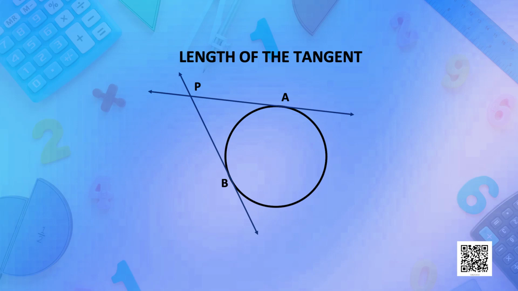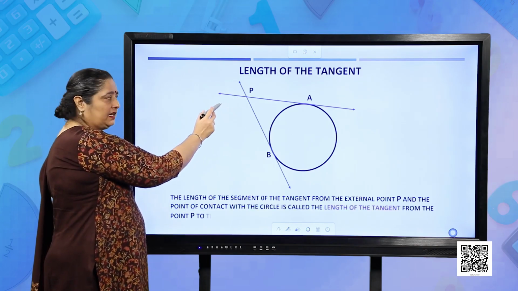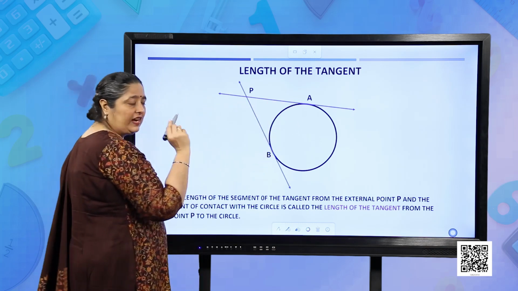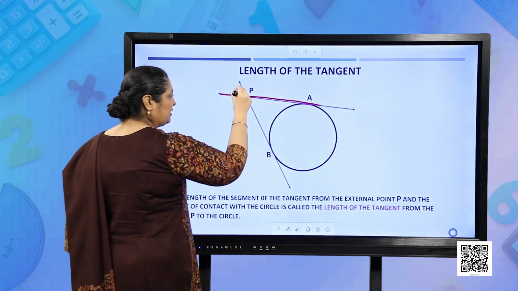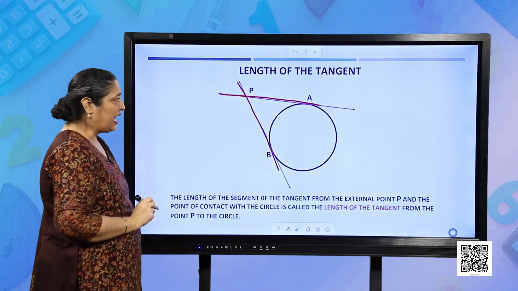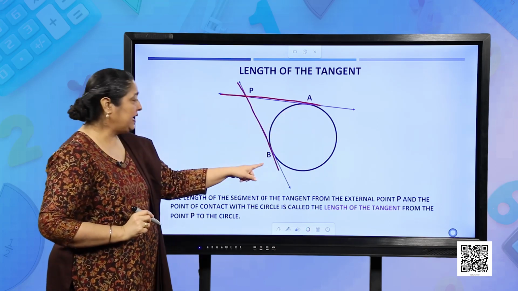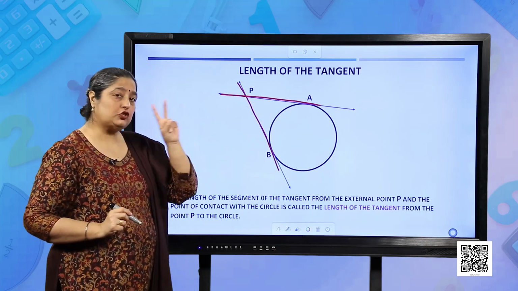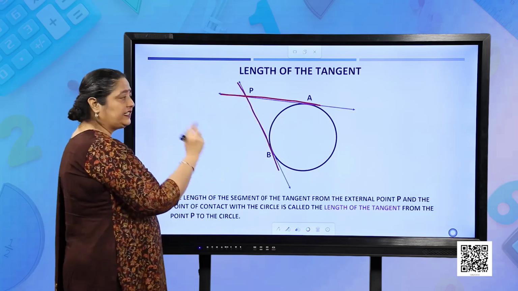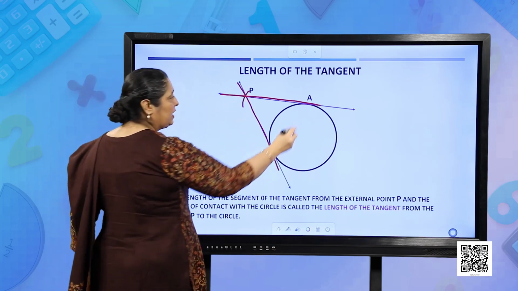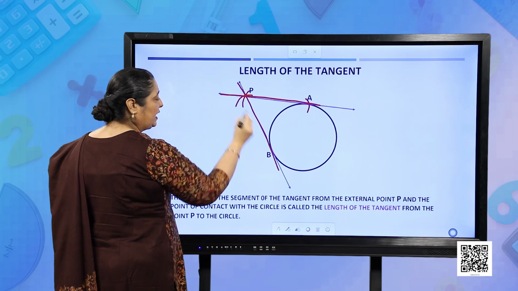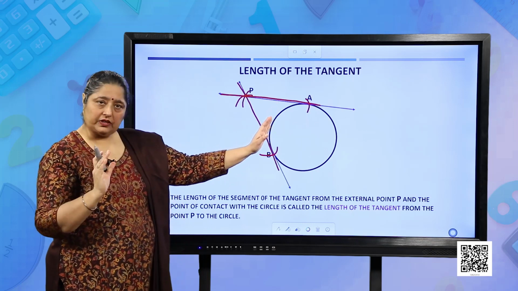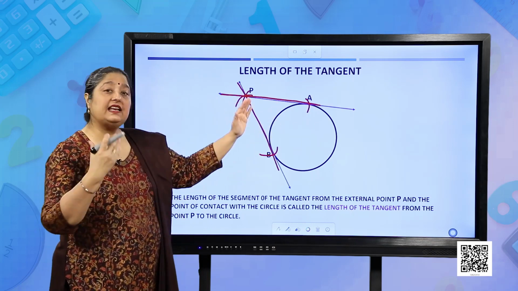What is the length of the tangent? P is a point outside the circle, and from a point outside the circle we can make two tangents. PA is one tangent, and PB is the second tangent, and A is a point on the circle, B is another point on the circle. Again we have PA and PB as two tangents. So, what is the length of the tangent? Distance from P to A, distance from P to B, this is the length of the tangent. So, PA is the length of the tangent. In other words, PB is the length of the tangent.